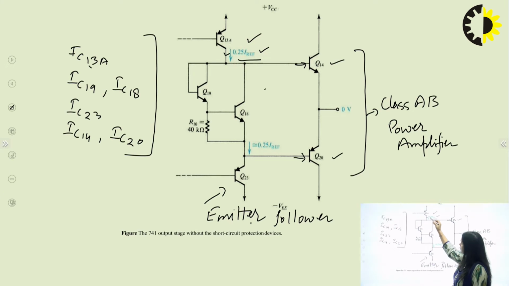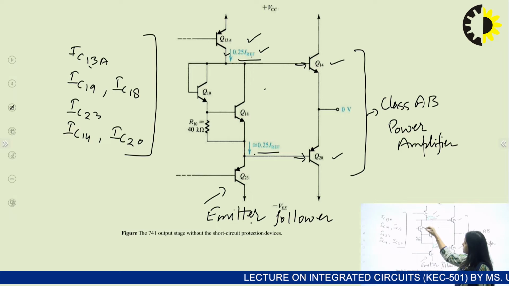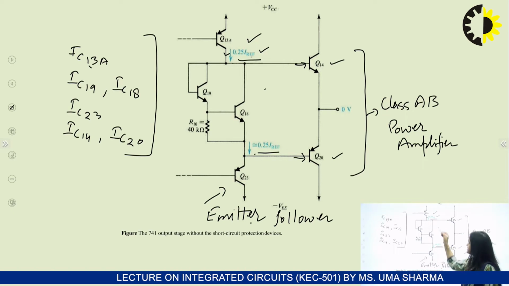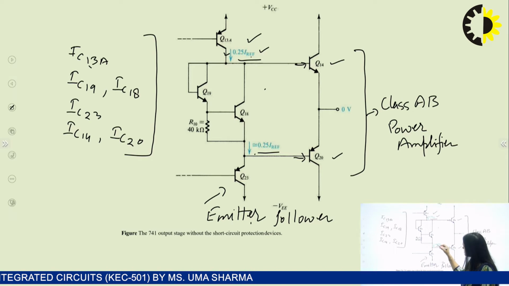Now we have this current which is incoming in this network, 0.25 I reference, and this is the output current. Considering the ideal case for Q18 and Q19, if the current dissipation is zero, this inward current will be equal to the outward current. So that means 0.25 I reference will be equal to the emitter current of Q23, considering that the current going into these transistors is 0.